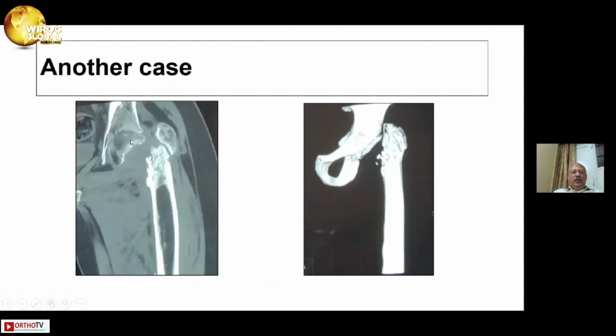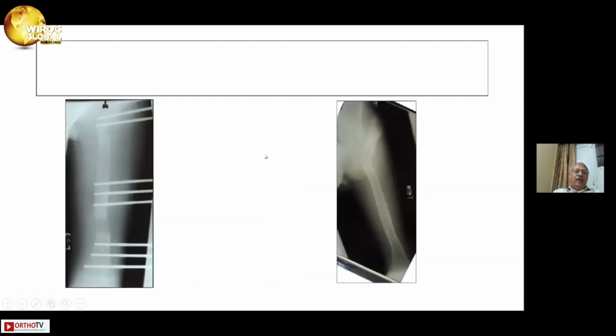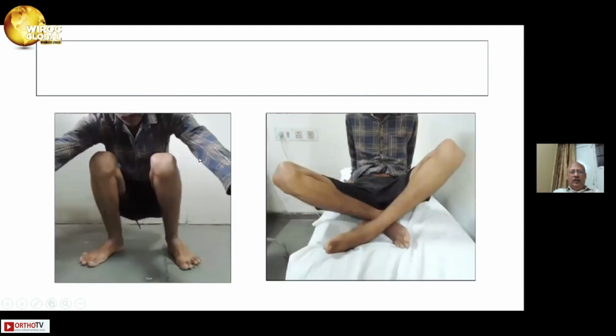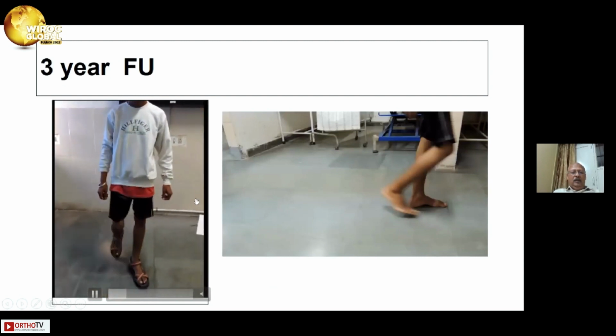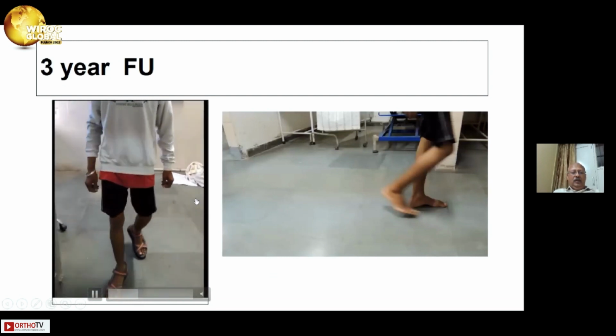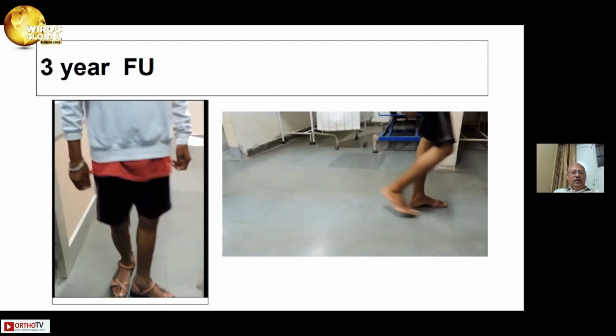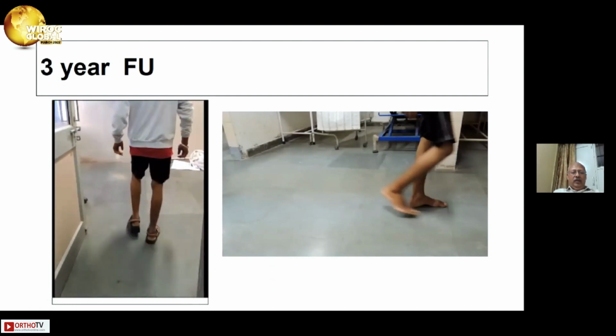This is another patient with a resorption of the neck following osteomyelitis. And we did the same procedure, lengthening and varus osteotomy in the distal femur. And that's the same at the end of the procedure. That's the function. And that's the gait. And you can hardly make out which side is involved.